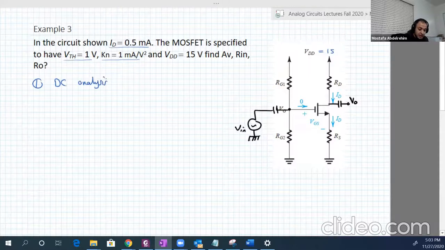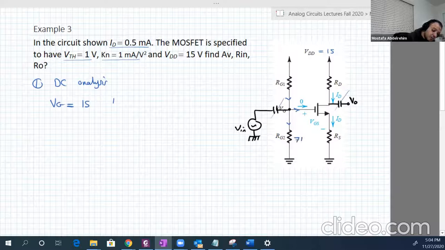So the capacitors are open circuit here and here. Okay, so VG will be equal to 15. Remember, the current here is zero in the gate. So RG1 is in series with RG2. So VG is equal to 15 multiplied by RG2. RG1, by the way, is 7 mega ohm, and RG2 is 8 mega ohm.